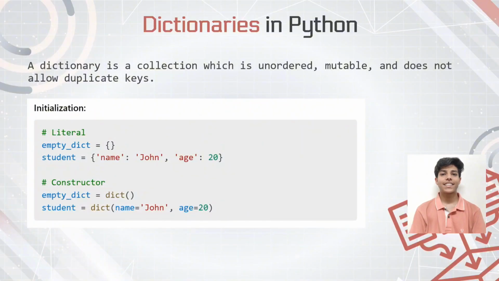Next up, we have dictionary. A dictionary is a collection which is unordered and mutable. It stores key and value pairs, but the keys cannot be duplicates. For initialization of a dictionary, we can use the literal way or the constructor way. In the literal way, we use the curly brackets again, while for the constructor way, we use the dict constructor.